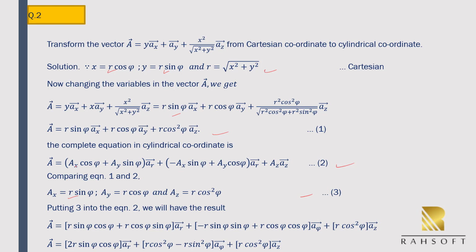Now putting this equation 3 into equation 2, you have to put this value of A_x, r sin phi, and the value of A_y in this equation. Then you will get vector A equal to (r sin phi cos phi plus r cos phi sin phi) unit vector a_r plus (minus r sin phi plus r cos phi) unit vector a_phi plus r cos square phi unit vector a_z. So you will get, after solving this, 2r sin phi cos phi unit vector a_r plus (r cos square phi minus r sin square phi) unit vector a_phi plus r cos square phi unit vector a_z.